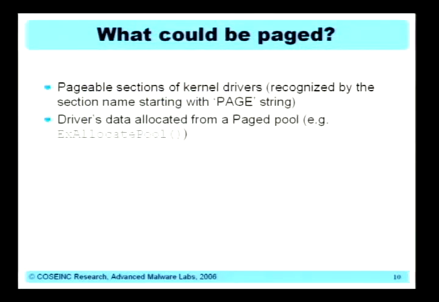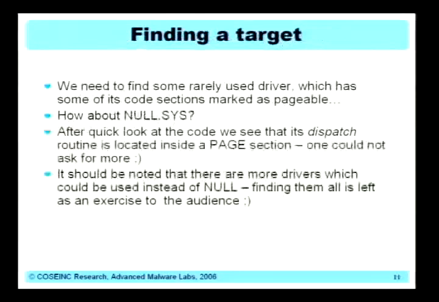And what could be paged as far as kernel mode is concerned? So first we can have all the pageable sections of kernel mode drivers that can be paged, and the pageable sections are recognized by the fact that the first 4 letters of their names are PAGE. And also we can have data which was allocated from the paged pool. It can also be paged out to the page file.